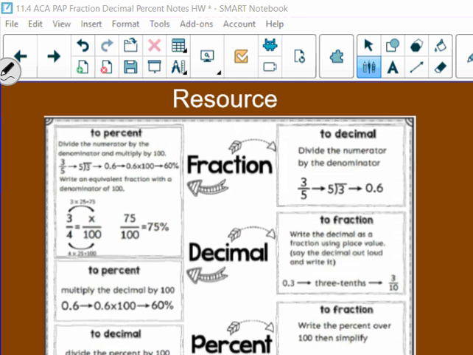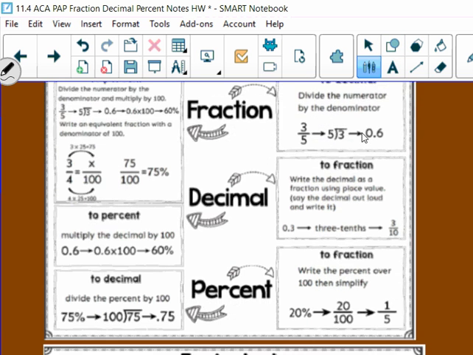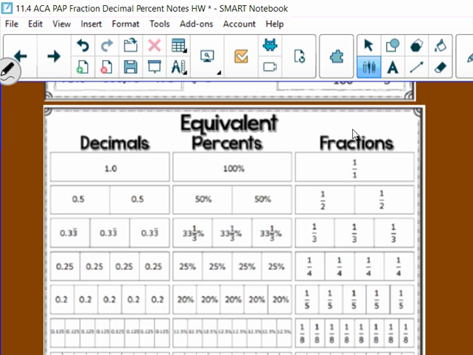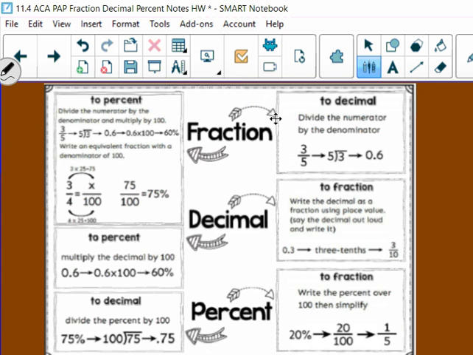Right, good afternoon. This is Monday, November 4th, and today we're talking about fraction, decimal, percent conversion. In class, you should get this resource paper. It's a bright pink color that will go in the resource section. This is a quick reference for when you're going between any forms of numbers.